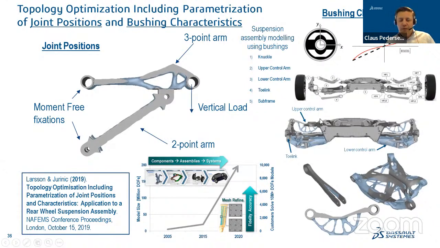This is a paper we did with Volvo in 2019, where we tried to show a little bit about how we include, for example, the bushings in the optimization. This is also a trend: the interfaces between components are also optimized, like the stiffness of the bushing simultaneously with the topology optimization. So again this trend of looking at more assemblies than just single components all the time.